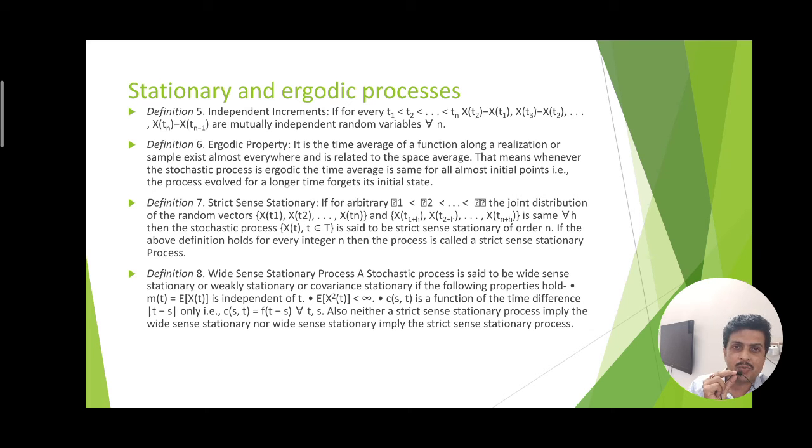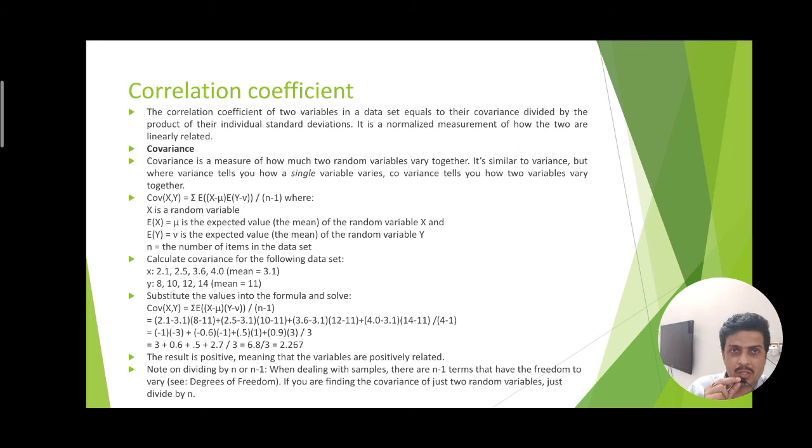There is another stationary process which is known as the wide sense stationary process, in which the expectation of the random process is required to be independent of time. The expectation of the square value of the random process should be finite. The covariance function should be dependent on the time difference t and s. In such a case, the stochastic process is said to be a wide sense stationary process.